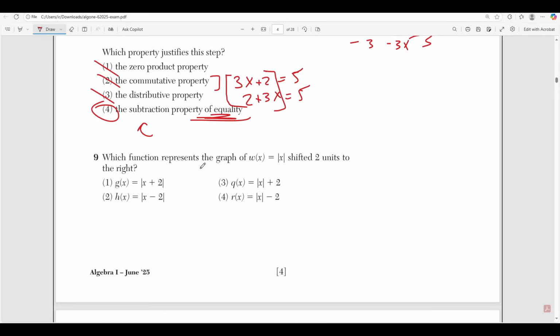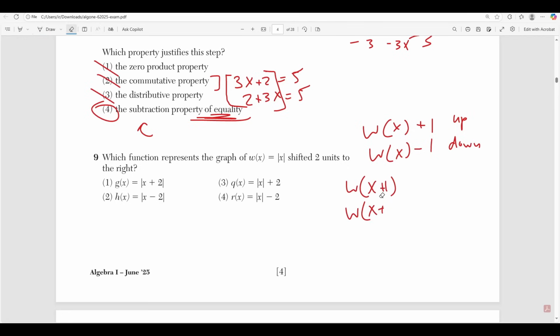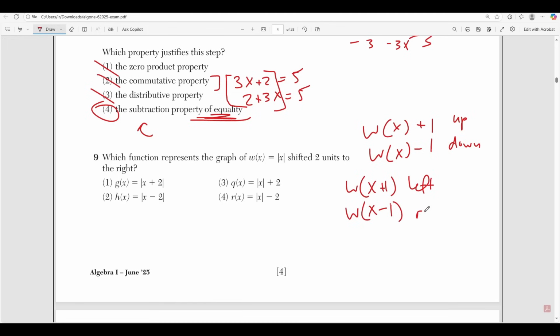Number 9 says which function represents the graph of w of x is equal to the absolute value of x when it's shifted 2 units to the right. Okay, so essentially when you have a function w of x, if you add 1 or subtract 1 outside of the parentheses, that's a shift up or down by however much you added. But when you add to or subtract from the x inside of the parentheses, this talks about a shift to the left or right. If you're adding, that's a shift to the left, and if you're subtracting, that's a shift to the right.